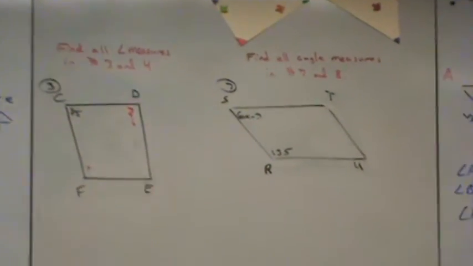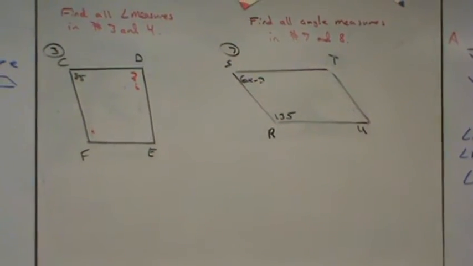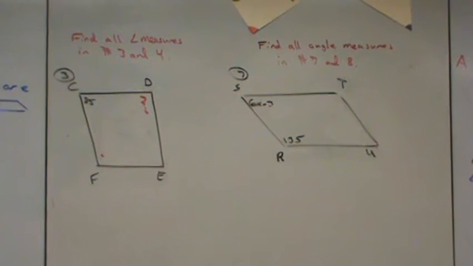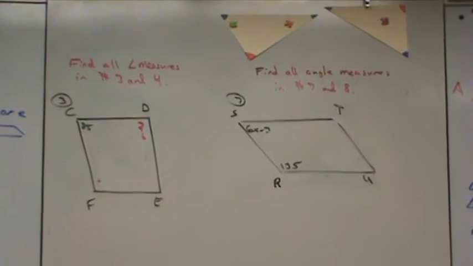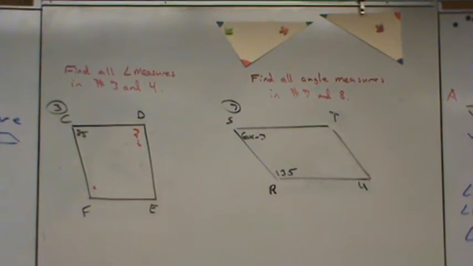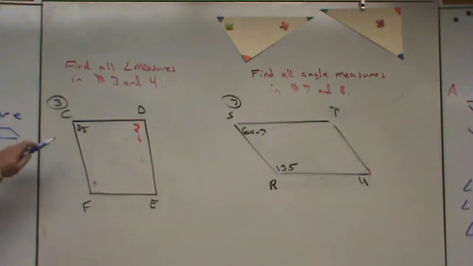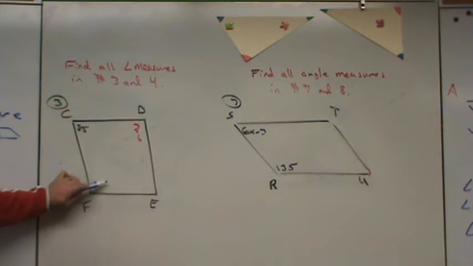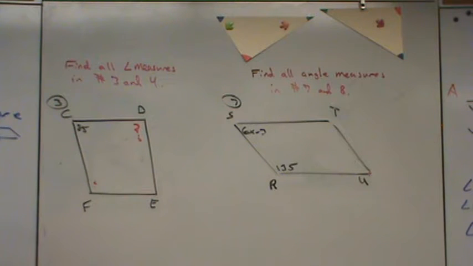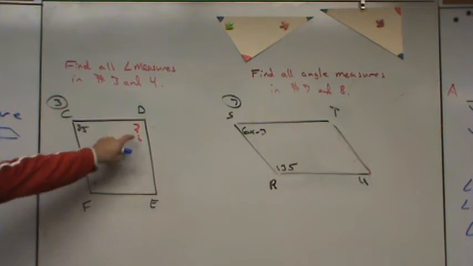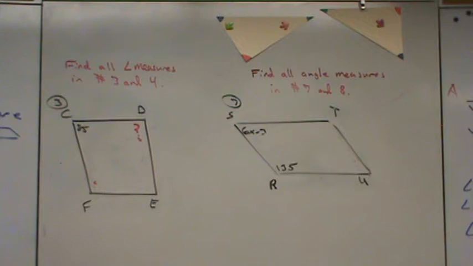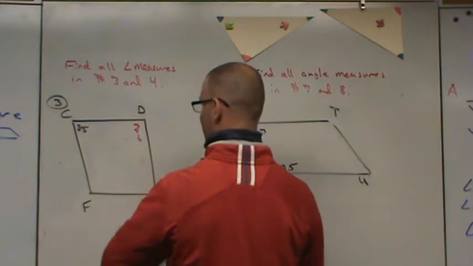All right, moving on. 3 and 7. I'm changing the directions a little bit. Right? Just so you know. You can see that at the top of there. In question 3 and 4, you're going to find the measure of all the angles as well as what they're asking for. In 3, they want to find the measure of angle D. Okay, so how am I going to find the measure of angle D?